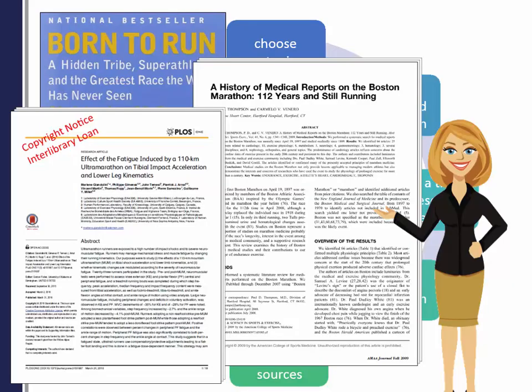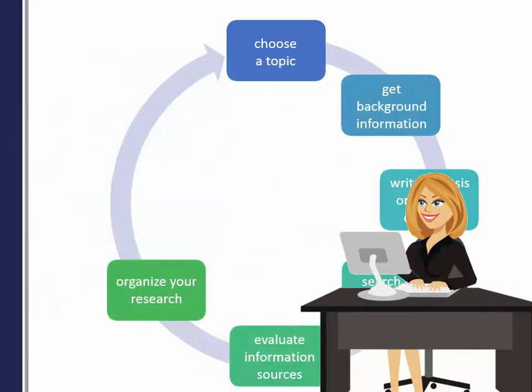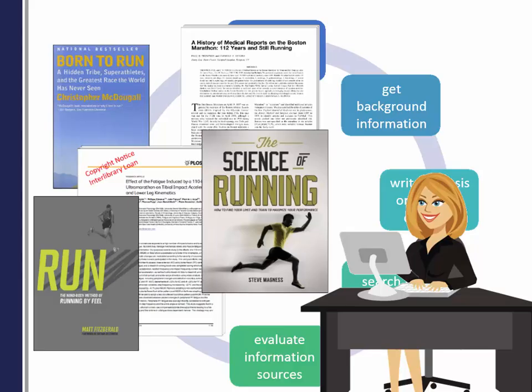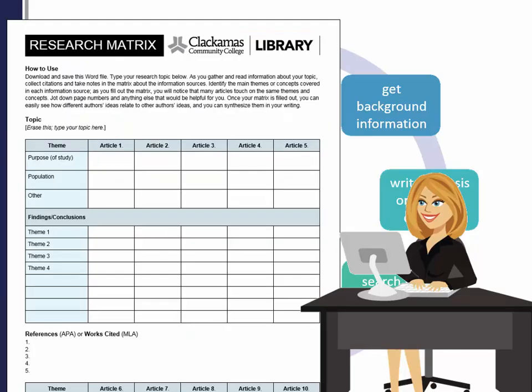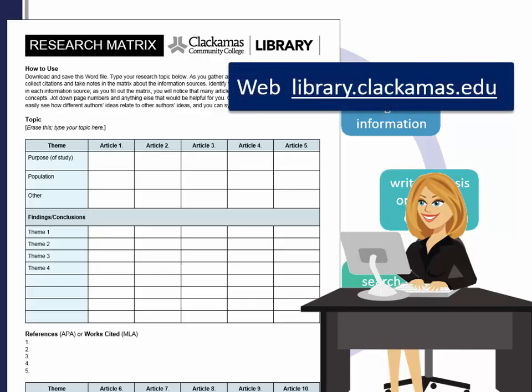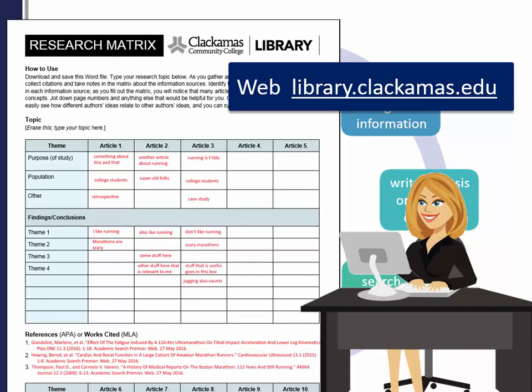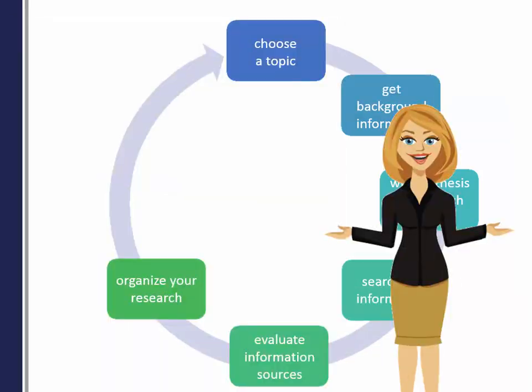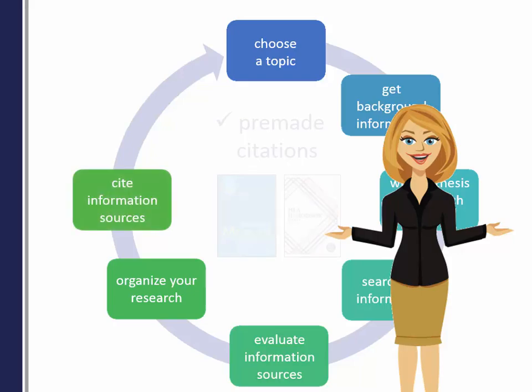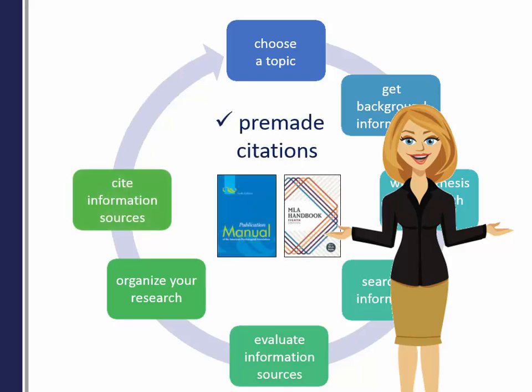After you gather a solid number of relevant resources, you'll read them and begin to organize the information and see how it fits together. Use a research matrix available on CCC Library's website to help visually organize your ideas and explore relationships between concepts and resources. As you identify useful resources, CCC Library's databases make it easy to copy and paste pre-made MLA and APA citations into your works cited list.